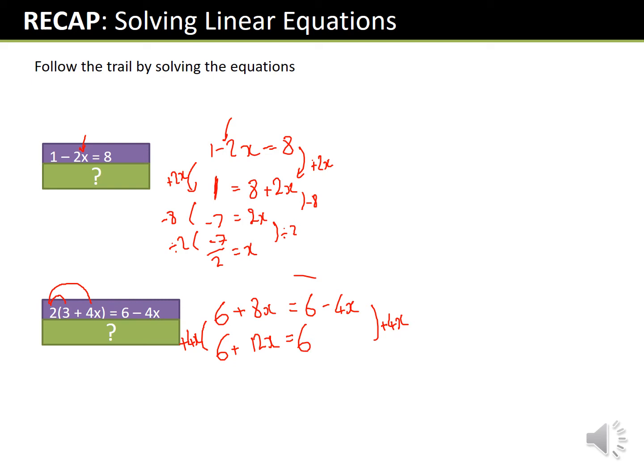So then if we take away 6 from both sides, because we just want this 12x on its own, we end up with 12x equals 0. So 12 lots of something is 0, that tells us that that something is 0. You could also see that by dividing by 12, because 0 divided by 12 equals 0.